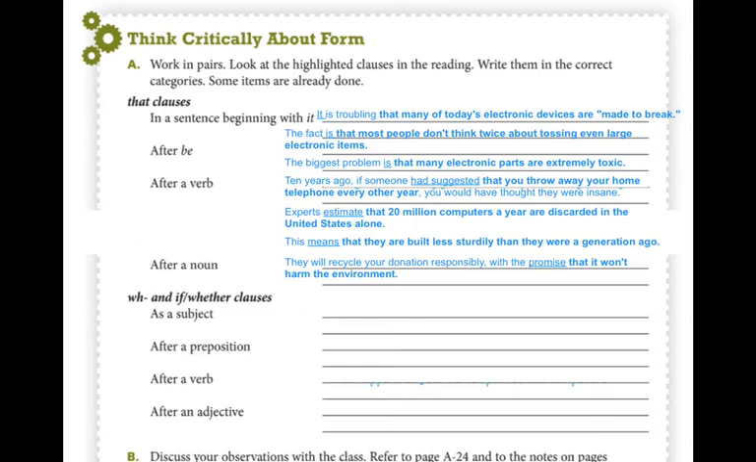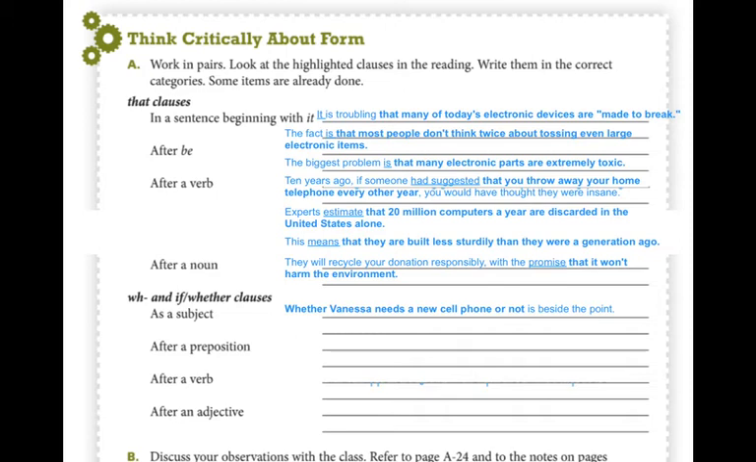Subject it, verb won't harm. This is a transitive verb, so it has an object, environment. Now, let's look at whether and if whether clauses as a subject. We have whether Vanessa needs a new cell phone or not is beside the point. In other words, she doesn't consider if it's necessary. She just wants to be cool and get a new phone.